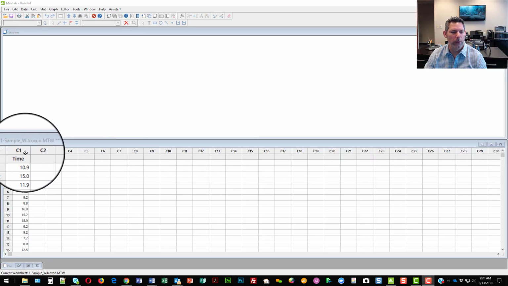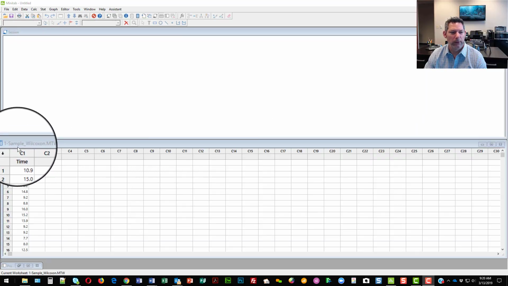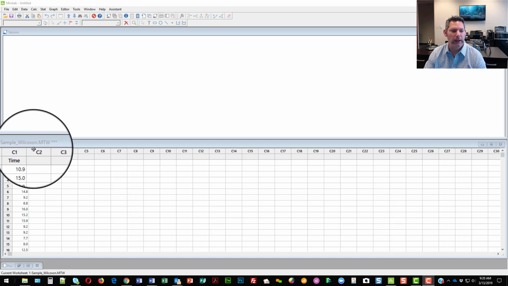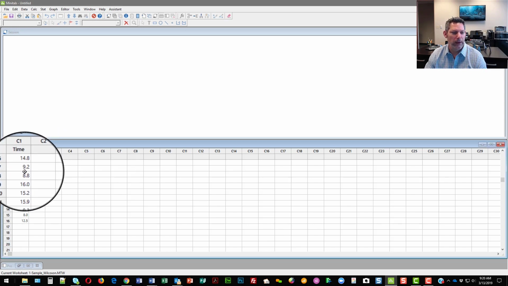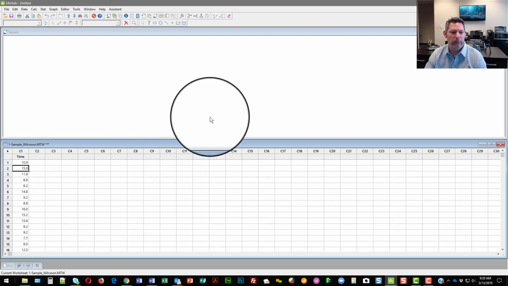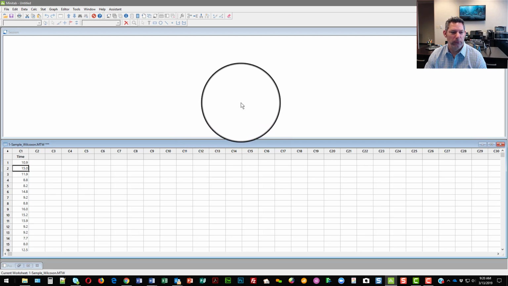All right, one sample Wilcoxon test. We have our one sample Wilcoxon.mtw data file. This data file is made up of 16 data points, and these data points represent the reaction time to an antacid by this pharmaceutical company. And the question the pharmaceutical company has is, is the reaction time of their newly developed antacid less than 12 minutes? And so we want to find out, is it less than 12 minutes?